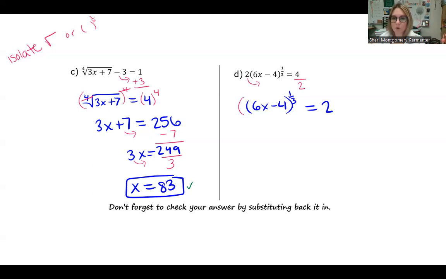Yeah, I raise it to whatever power I need. So which power am I going to raise this to? The 3rd power to cancel that out. And I have to do the same to the other side. So I get 6x minus 4 is equal to 2 times 2 times 2. 8. All right, simple 2-step equation from here. I want you to finish it on your paper. I'm going to finish it on the board. I believe in my heart that you guys can get this correct.